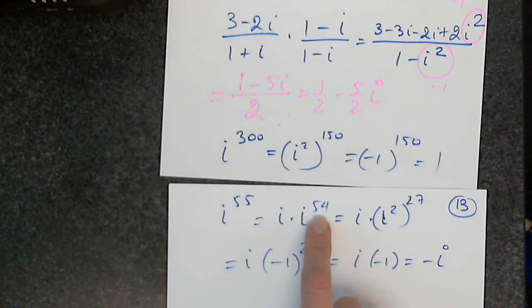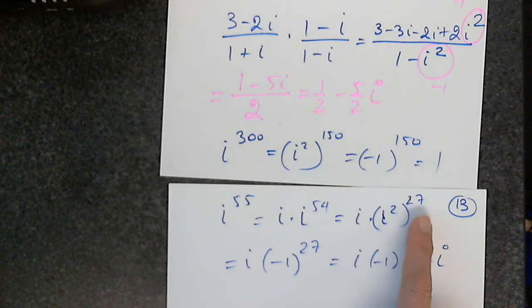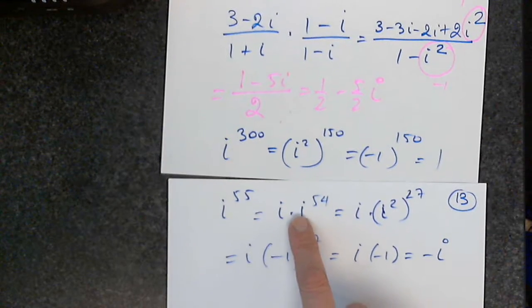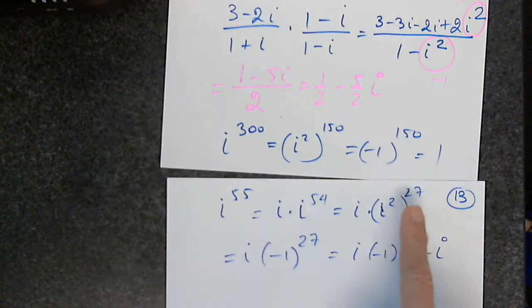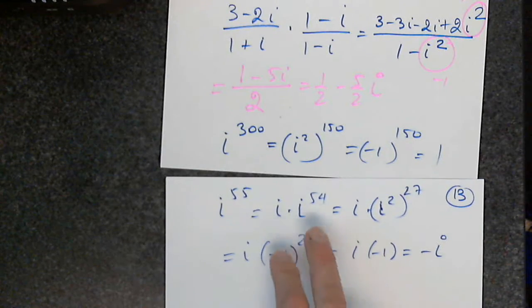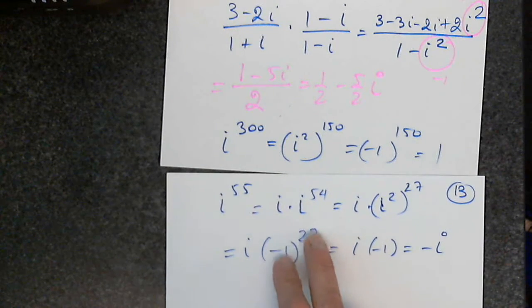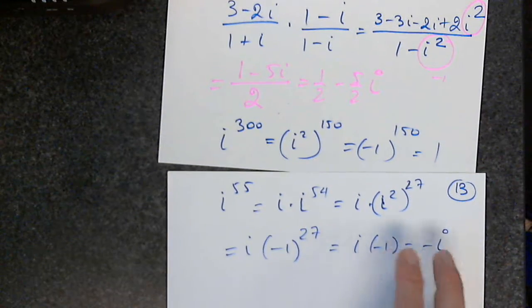It's i to 54, I replace it by i squared, I divided 54 by 2, and 2 times 27 is 54. I replaced i squared by -1. Taking it to the 27th power, a negative number raised to an odd power, so it's -1. Multiply these two, I get -i.